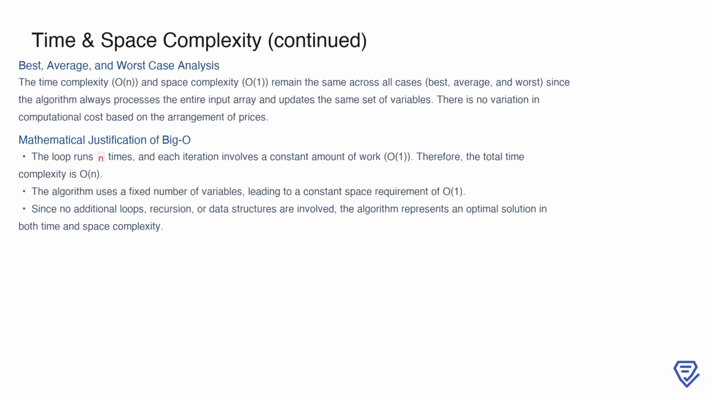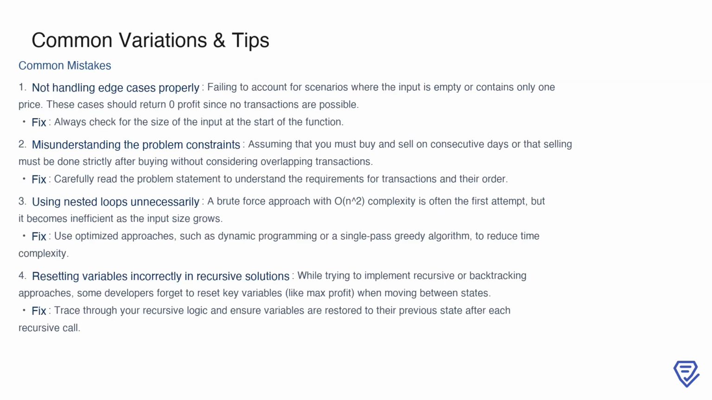With no additional loops, recursive calls, or data structures, this solution represents an optimal balance between time and space efficiency, making it well suited for handling large datasets. When solving this problem, it's important to avoid some common pitfalls that can lead to incorrect results or inefficiencies. One frequent mistake is neglecting edge cases, such as when the input array is empty or contains only one price. In these scenarios, no transactions are possible, and the profit should correctly return as zero.